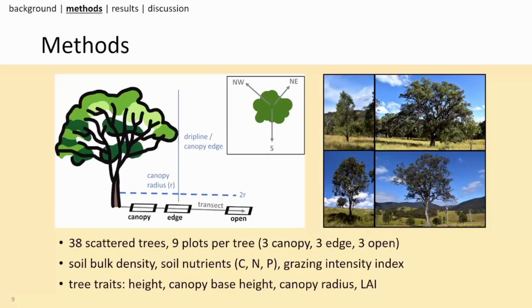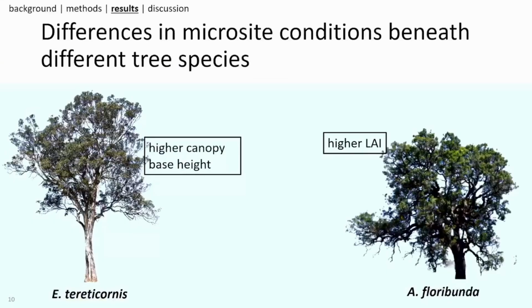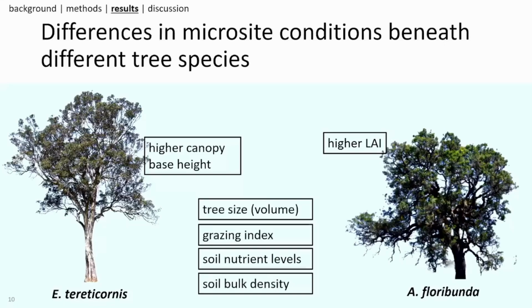and I ended up using the tree volume as a proxy for tree size. And so what I found in terms of differences between the 2 tree species was that Eucalyptus tereticornis had a higher canopy base height, whereas Angophora floribunda trees had a higher leaf area index. And these differences can result in different light conditions beneath these canopies, with Angophora floribunda trees having lower light levels beneath their canopy. But I also found a few variables that did not differ between these 2 tree species. So tree size was similar, grazing intensity was similar around these trees, and the soil parameters were also similar.